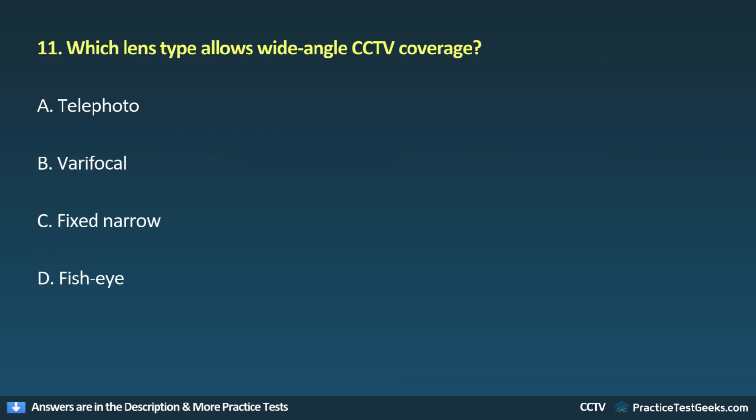11. Which lens type allows wide-angle CCTV coverage? A. Telephoto. B. Varifocal. C. Fixed narrow. D. Fisheye.